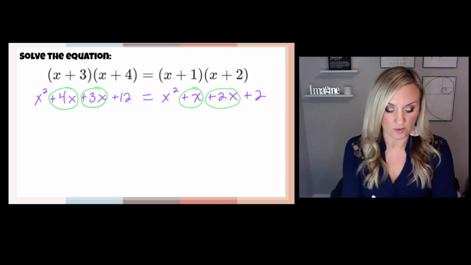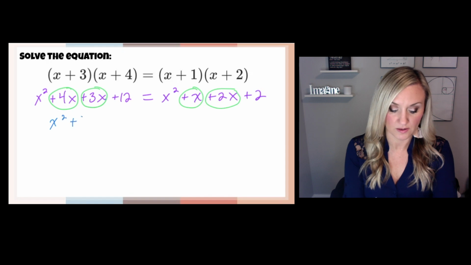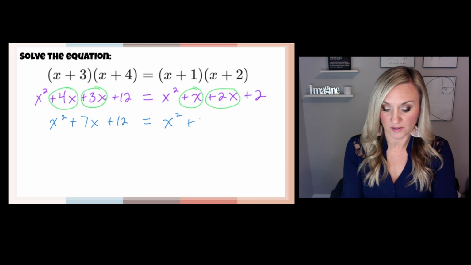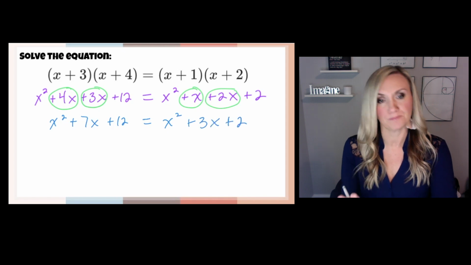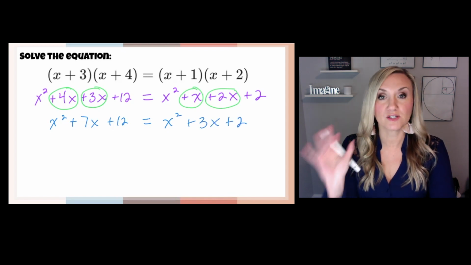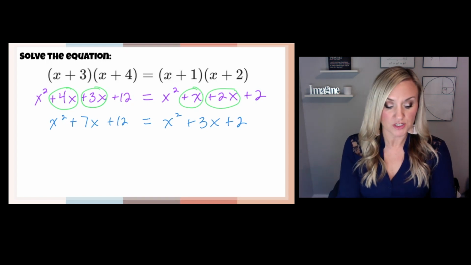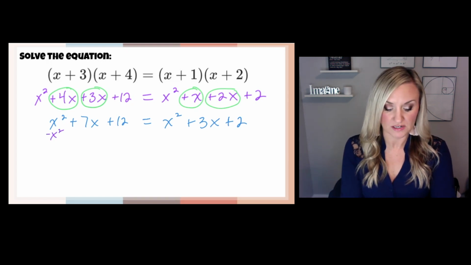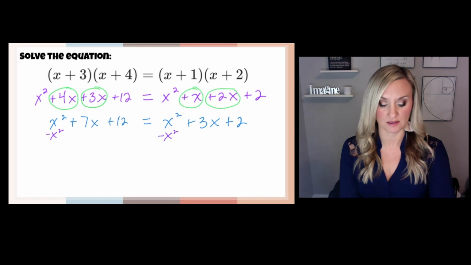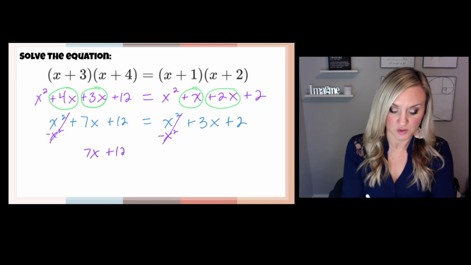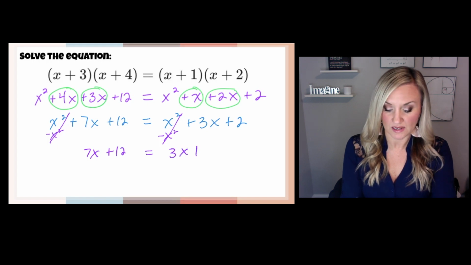Okay, so now I'm going to write down I have x squared plus 7x plus 12 equals x squared plus 3x plus 2. Awesome. So don't get scared about the x squareds. There's one on each side. And if I were to subtract the x squared from each side, they would simply cancel. And so therefore I'm left with 7x plus 12 equals 3x plus 2.